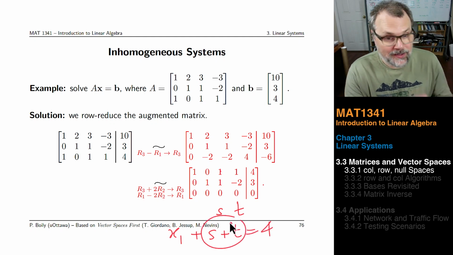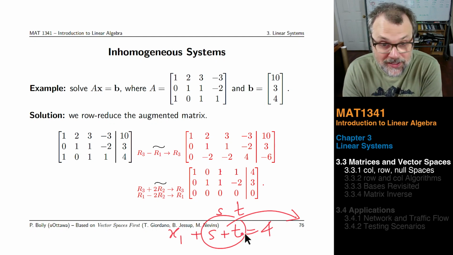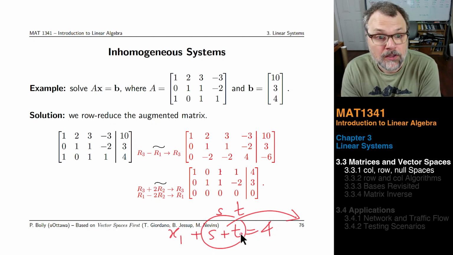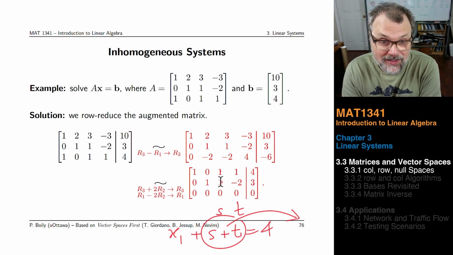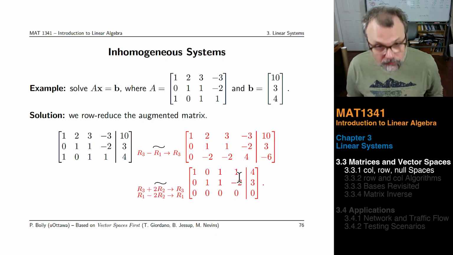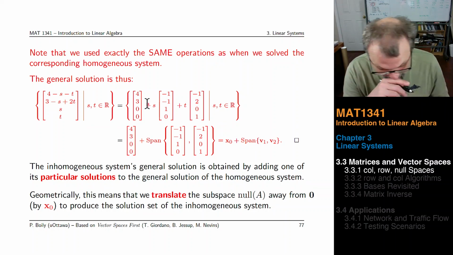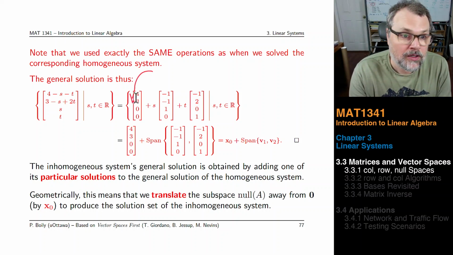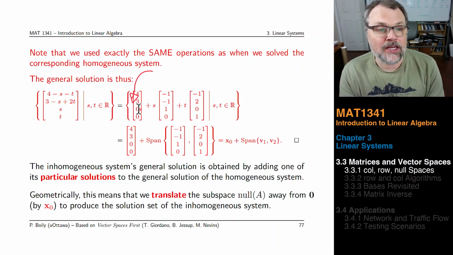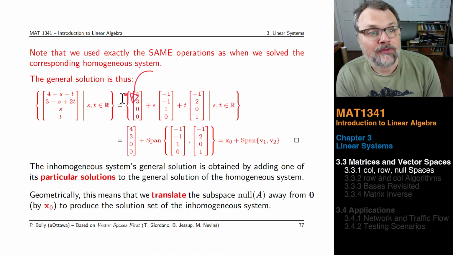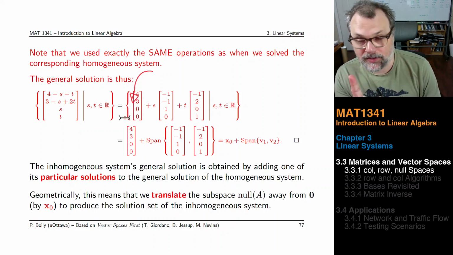Then we take, again, all the S's and the T's and we send them to the other side. So we get x1 is equal to 4 minus S minus T. And we get that x2 is equal to 3 minus S plus 2T. You put all the constant terms together, all of the S terms together, and all of the T terms together, and you end up with something that looks like a span of 3 vectors, but it isn't a span, because this isn't all the possible linear combinations. You're looking at the linear combinations of these 3 vectors where the first vector is there exactly once.